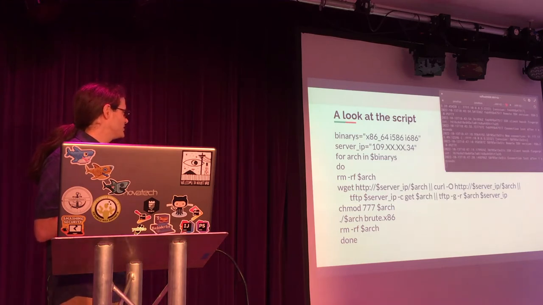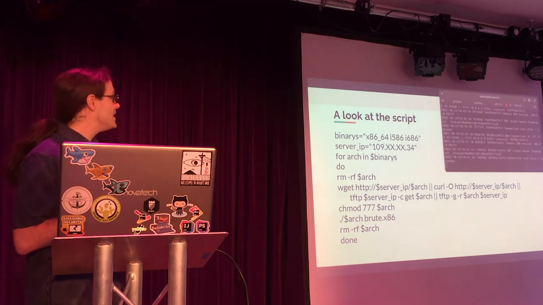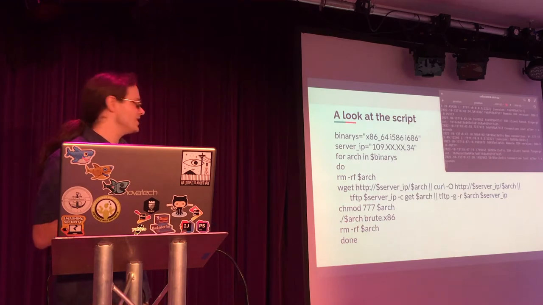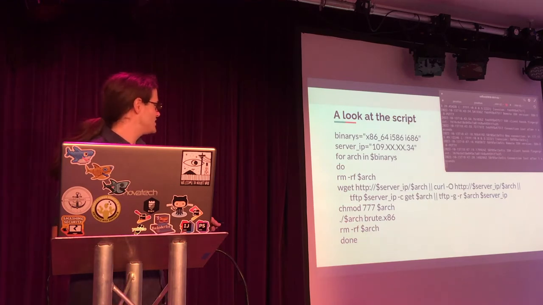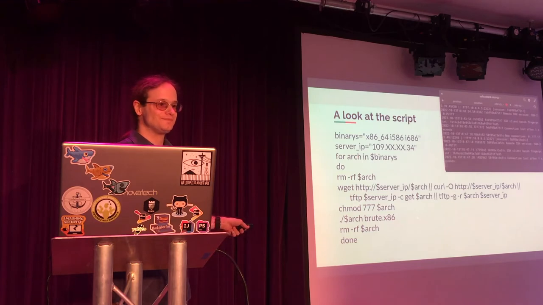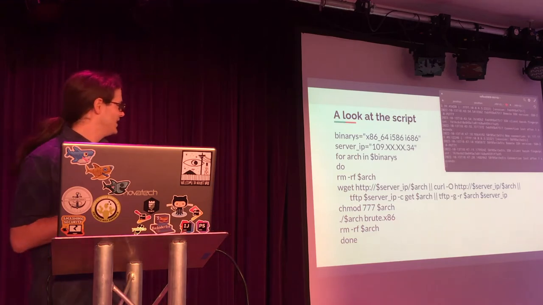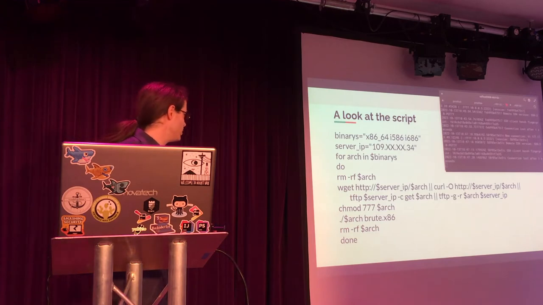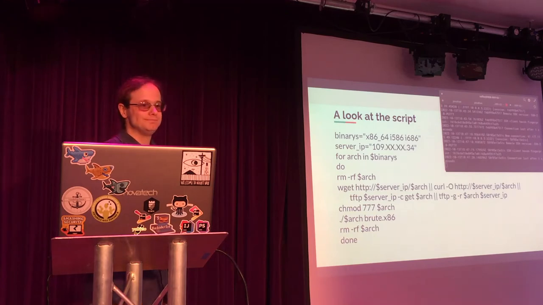And then they go and chmod to 777. But this time they needed to, because this time they're saying, and now execute it. So they're executing the code, which is that $arch, and then they're saying brute.x86, which is an argument. Now that one actually did download an executable rather than a script, so I stopped at that point. But it will go off and it will do whatever with that file. It will then clean up after itself and stop.